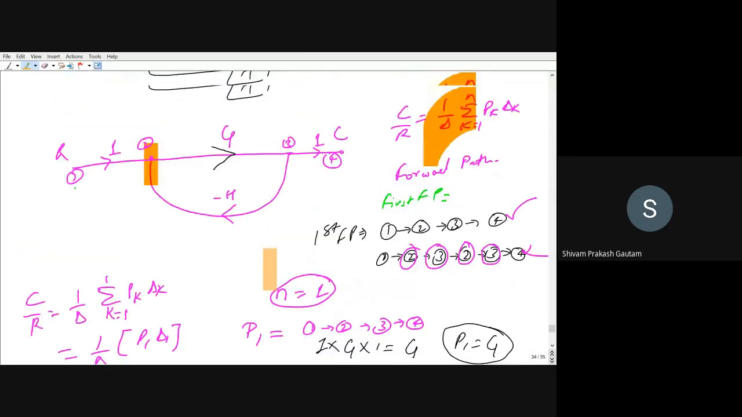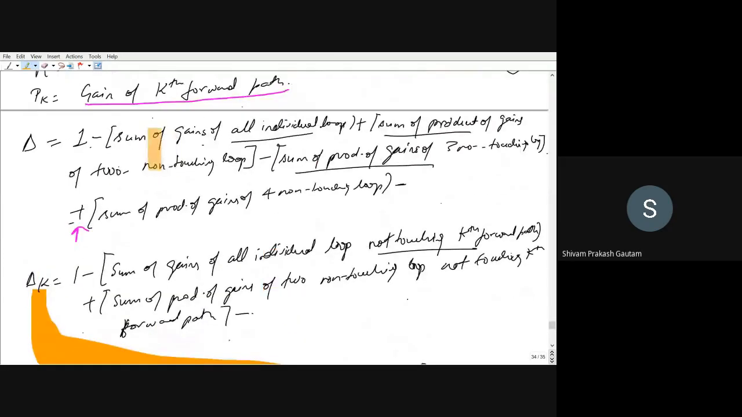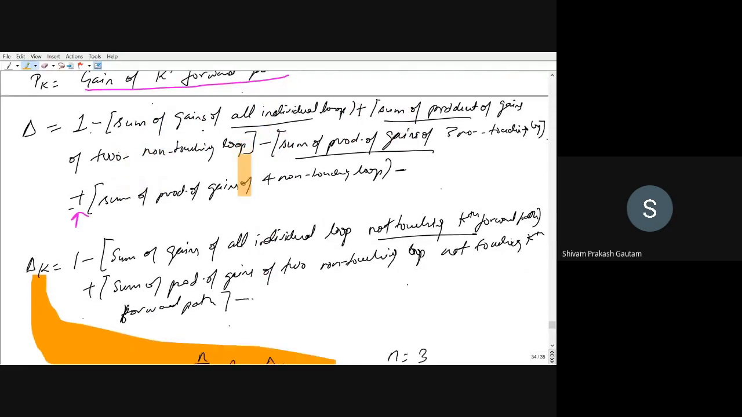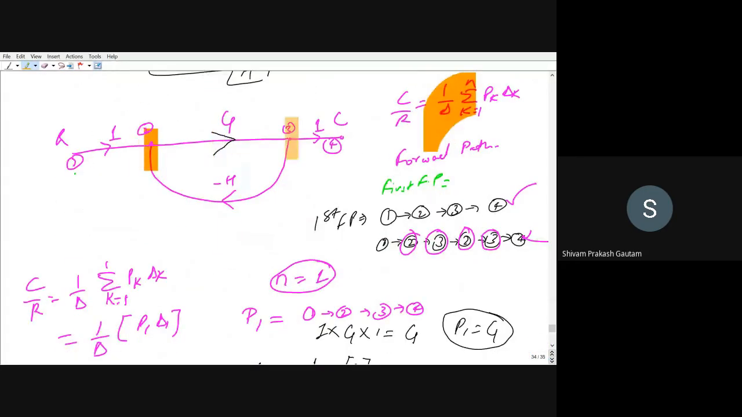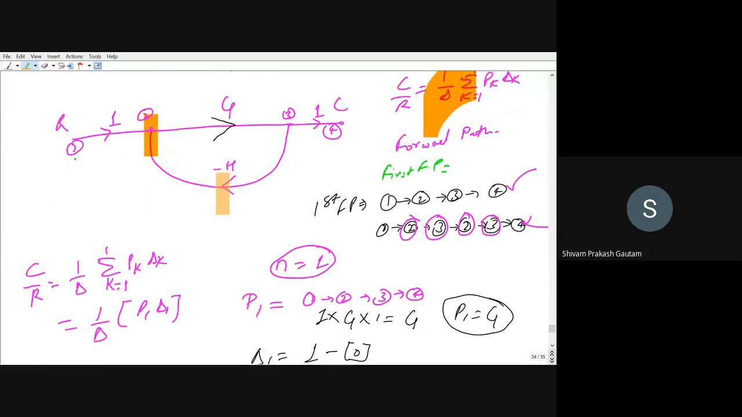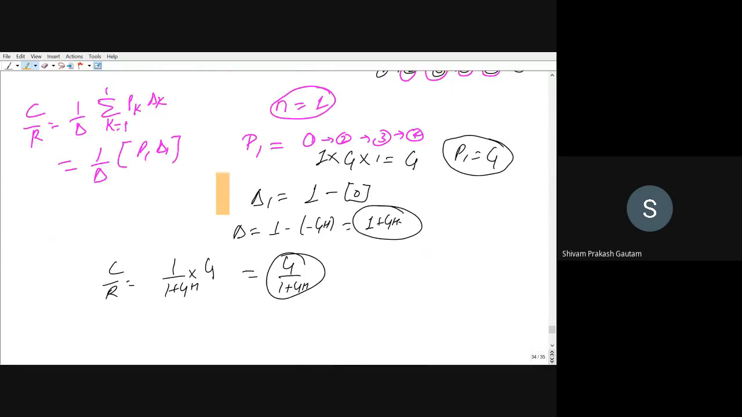Now, what is del? 1 minus the sum of gains of all the individual loops, plus the sum of products of gains of two non-touching loops. So 1 minus, you can see there is one loop from 2 to 3 and then again back to 2. What is the gain of this? G times minus H. So minus GH is the gain of the first loop. Are there any two non-touching loops? There is only a single loop, so there is no case of two loops. So our formula will become 1 minus of minus GH. So this is 1 plus GH. So C by R will become G upon 1 plus GH.